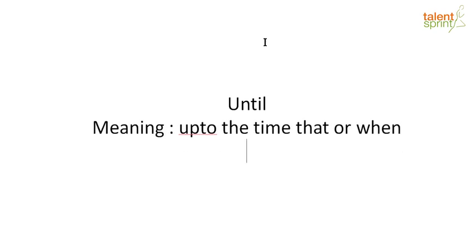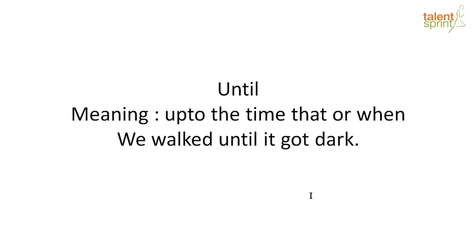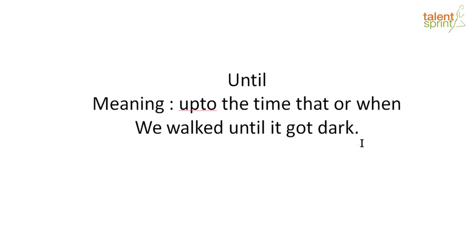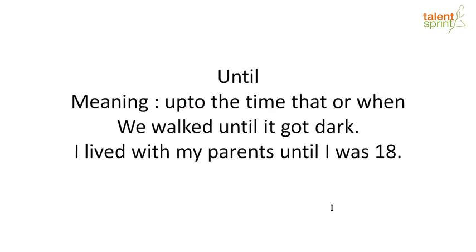Let's look at that. Until, our third word, brings in the meaning of up to the time that, or when. Let's look at an example sentence. We walked until it got dark. So up to the time it got dark, we kept walking. That's the meaning that the sentence is conveying. Let's look at one more example sentence. I lived with my parents until I was 18. So up to the time that I was 18, I stayed with my parents, right?